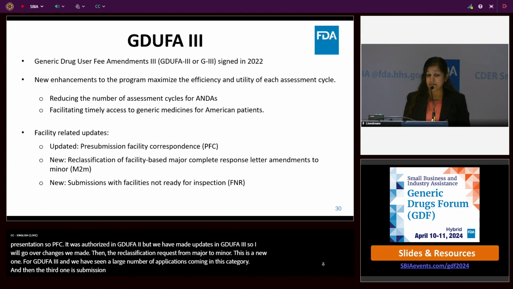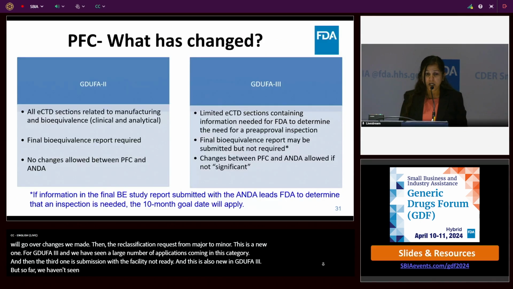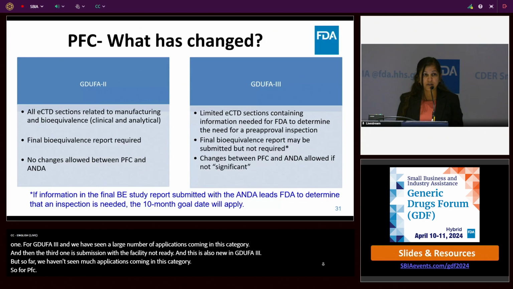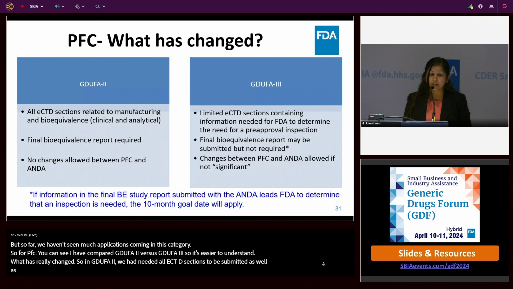And we have, this is also new in GDUFA 3, but so far we haven't seen many applications coming in this category. So for PFC, you can see I've compared GDUFA 2 versus GDUFA 3, so it's easier to understand what has really changed. So in GDUFA 2, we needed all eCTD sections for CMC to be submitted, as well as the bioequivalence report was needed.